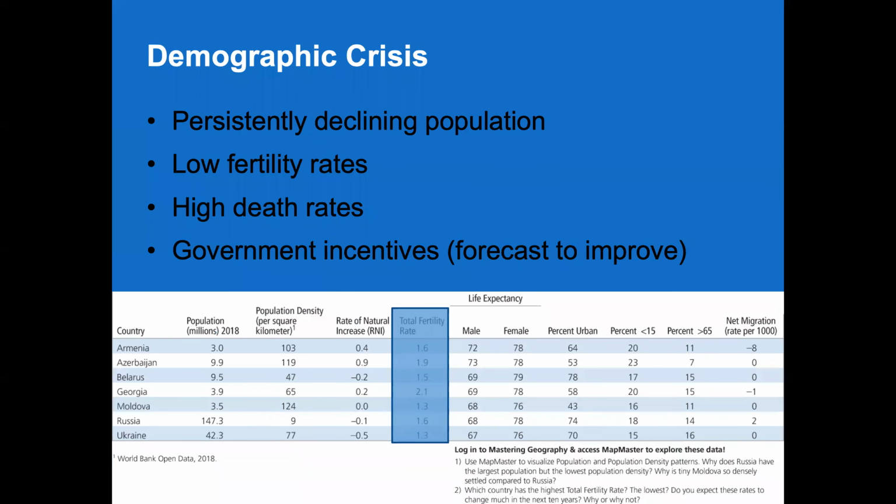So fertility rates are low, with the exception of Georgia in the region. Every other country is below 2.1. It is clearly an area of low fertility and high death rate. And the high death rate has nothing to do with health. It is mostly as a function of age. So it is a persistently declining population. So the government has put in many incentive programs in order to forecast an improvement to this population crisis that they're having to deal with.